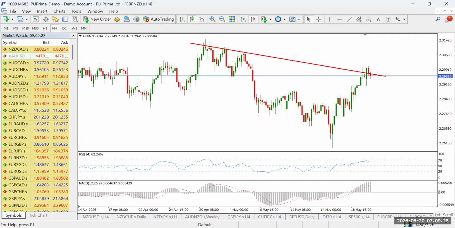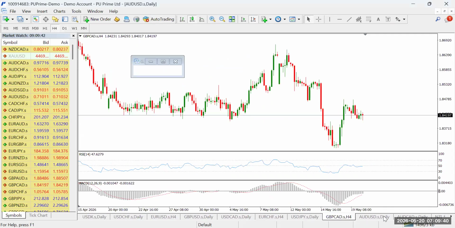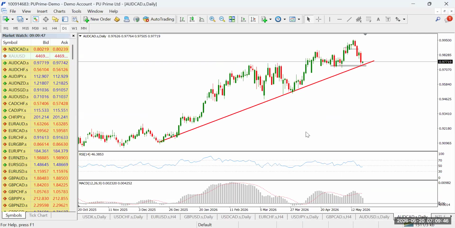I have a few instruments I've analyzed, which we'll look at. I'll be looking at the AUD card and the NZD card today because I'm spotting some setup on them, which could result in some profitable trading opportunity.